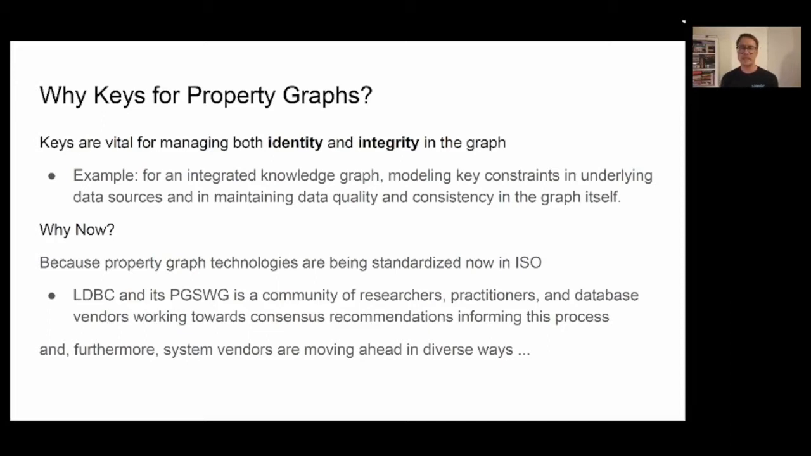And why keys and why now for property graphs? Well, because property graph technologies are being standardized now in ISO. And furthermore, system vendors are moving ahead in diverse ways in reasoning about and supporting key-like constraints. The LDBC and Property Graph Schema Working Group is a community of researchers, practitioners, and database vendors working towards consensus recommendations informing the standardization process, which is ongoing now.